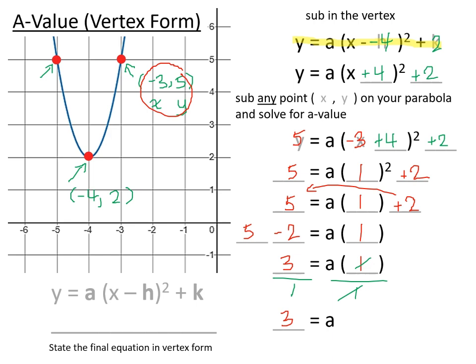Over here, we're going to state our final equation in vertex form. This would be y equals positive 3, x plus 4 to the power of 2 plus 2. And that just means your parabola is opening upwards because that is a positive a value and it is a vertical stretch by a factor of 3. It also means that your parabola has been translated 4 units to the left and 2 units upwards.